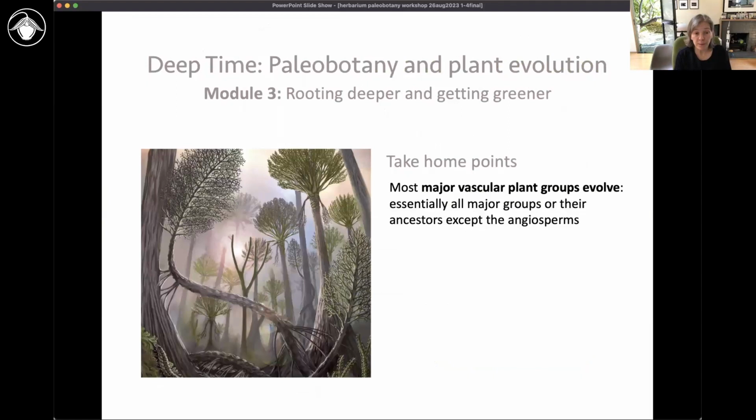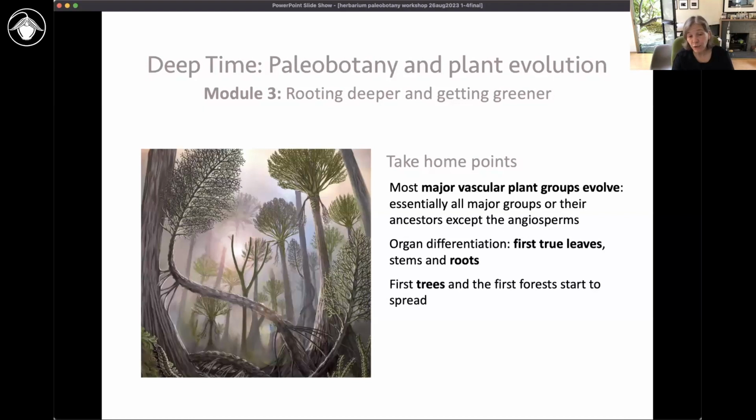So I'm going to talk about the take-home points from this module number 3, rooting deeper and getting greener. So essentially all major vascular plant groups or their ancestors evolve, with the exception of the angiosperms, the flowering plants. There is organ differentiation. We see first leaves, microphylls and megaphylls, stems and roots. The first trees and the first forests start to spread around on the landscape, and the first seeds.